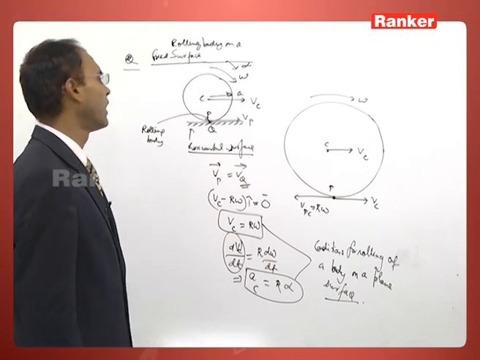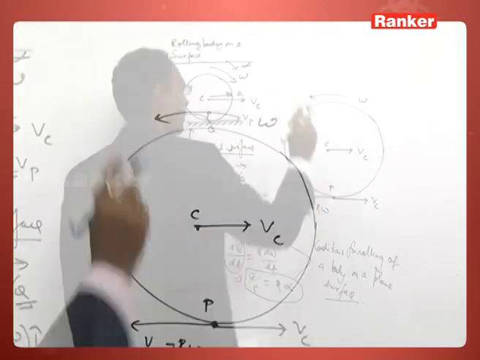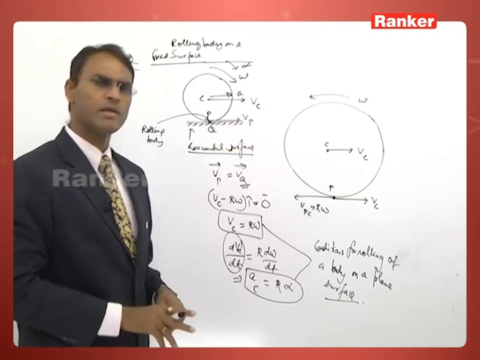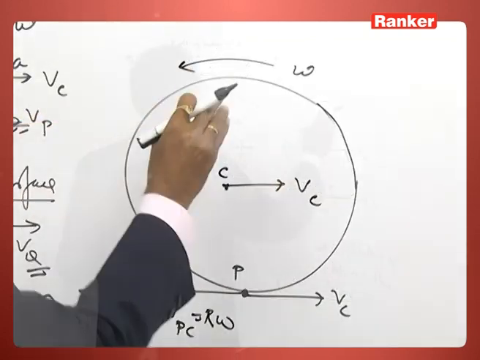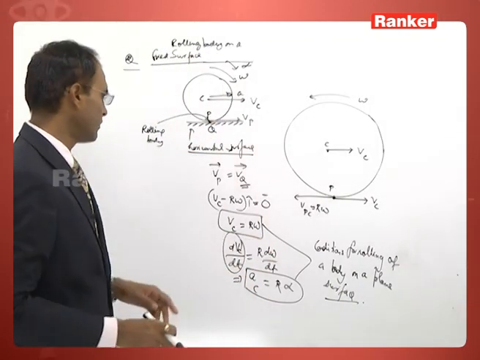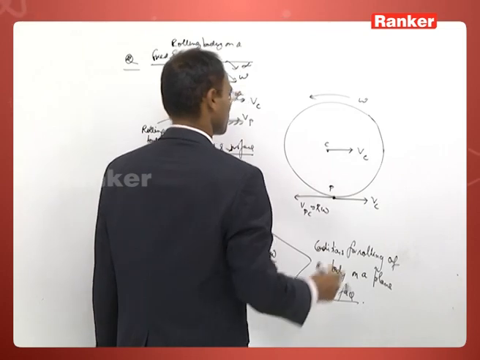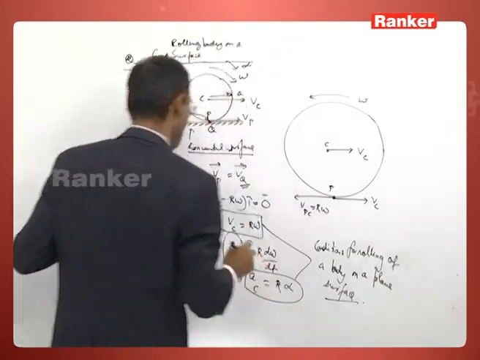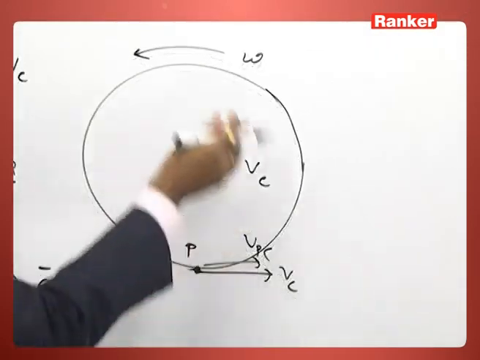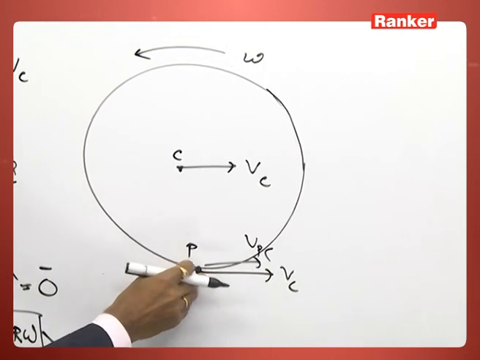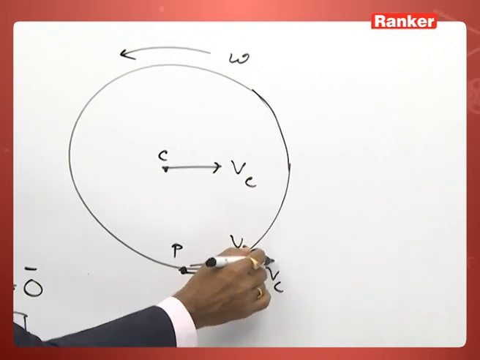If we just twist the problem by giving the opposite spin or anticlockwise spin, then what is the condition for rolling? You cannot write Vc equal to r omega or Ac equal to r alpha. For this, the velocity of the point P with respect to C will be in this direction. If this body spins in this way, this point P moves in this way with respect to the center of mass, whereas the center of mass moves in the same direction.